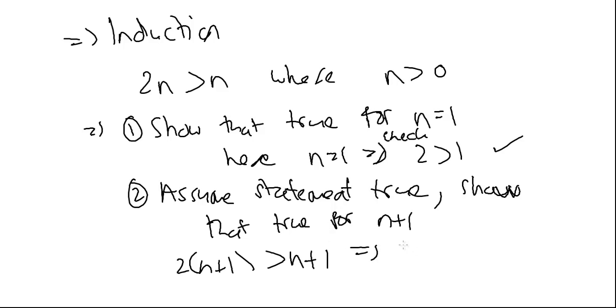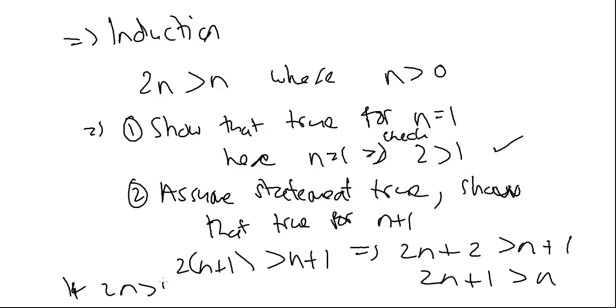So what can I do here? Well, that means 2n plus 2 is greater than n plus 1. I'll take 1 away from both sides. So 2n plus 1 is greater than n. Now I'm allowed to assume that 2n is greater than n. So if 2n is greater than n, then adding 1 to the side which was already greater is not going to change things. If anything, it's going to make the left hand side even bigger. So if 2n is greater than n, then 2n plus 1 is greater than n, so true.